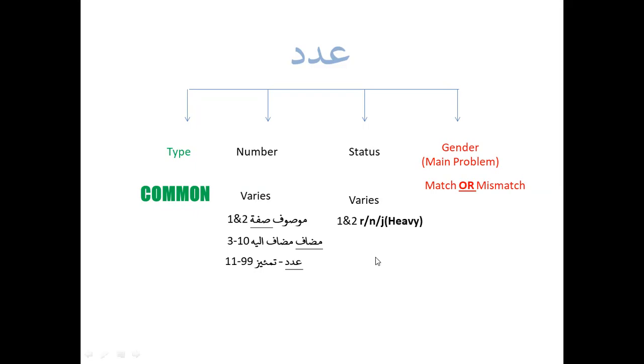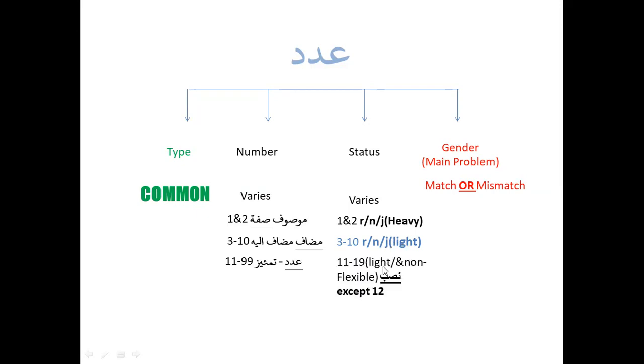Okay, so in mawsuf sifa, you can have all 3 variations, rafa, nasab, jar, in the heavy form. They will all be in 3 variations in heavy form, 1 and 2. 3 to 10, again you have all 3 variations, but in light form because they are mudaf. So you understand the difference? Because they are mudaf, they will be light. I put it light in color just to signify.